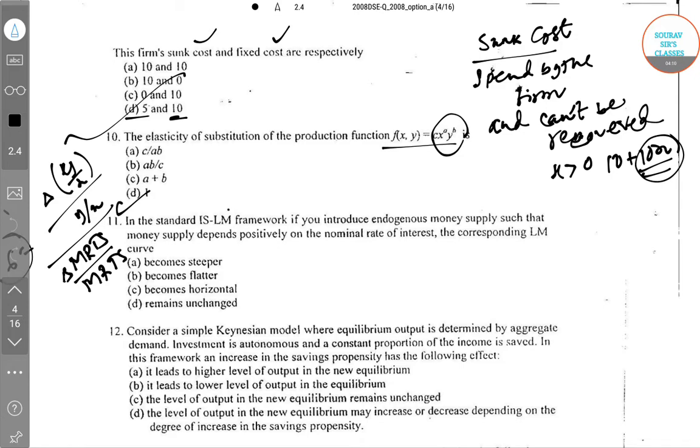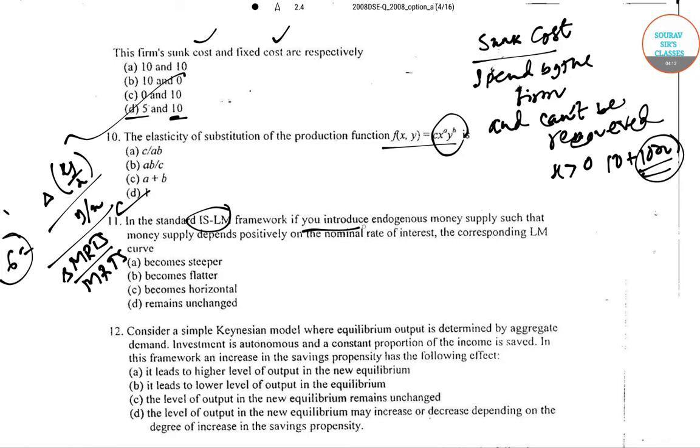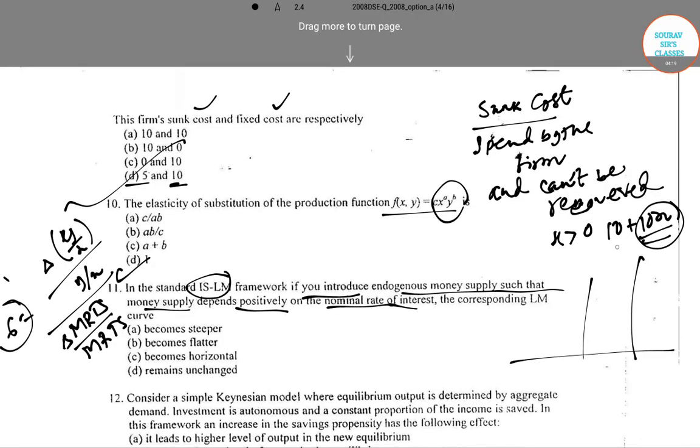Now, in a standard IS-LM framework, if you introduce an endogenous money supply such that the money supply depends positively on the nominal interest rate. So far we used to take the money supply as given.